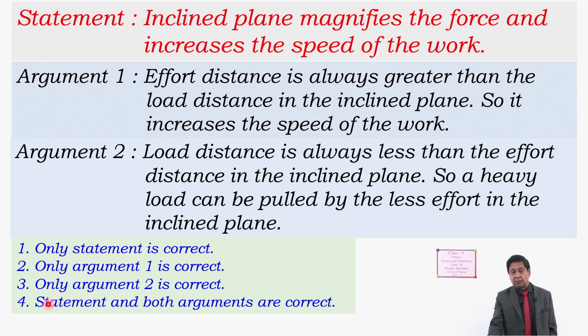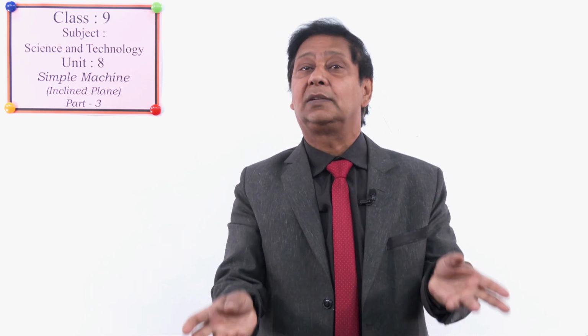Now what about 4? The statement and both arguments are correct. No, it's not correct because the statement is wrong, as I told you previously. So we'll tick option number 3. This way we can understand a little detail about the inclined plane. If this type of question is presented, then you'll be able to identify everything related to the inclined plane: load distance, effort distance, advantage, etc. Now after this question, I want to take you to a numerical problem.